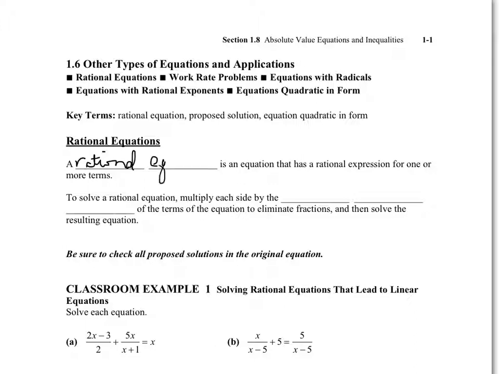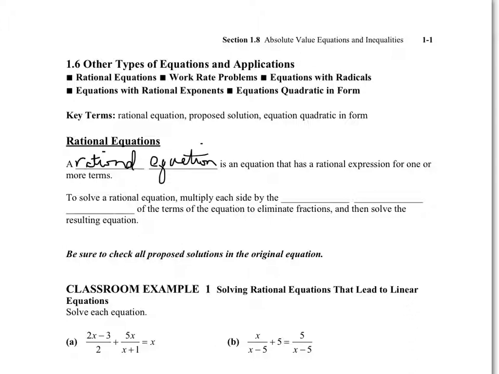A rational equation is an equation that has a rational expression for one or more terms. Now you may be wondering, what does that mean? The word rational has ratio as its root, and if you recall, a ratio is a way of comparing two things. It's another way of saying it's a fraction. So we're going to be looking at equations where there are fractions involved.